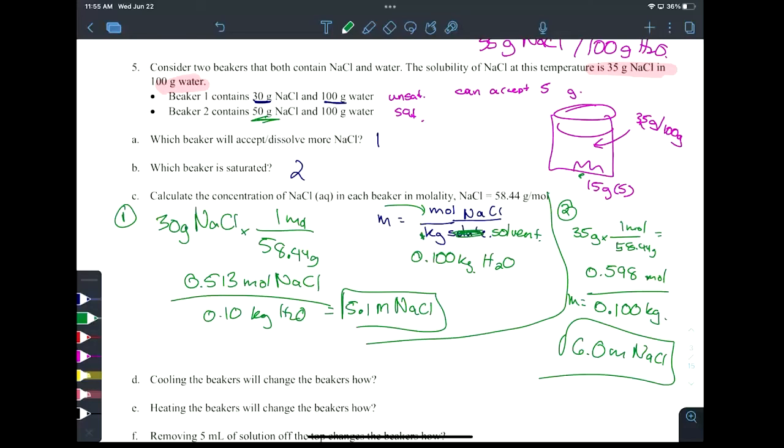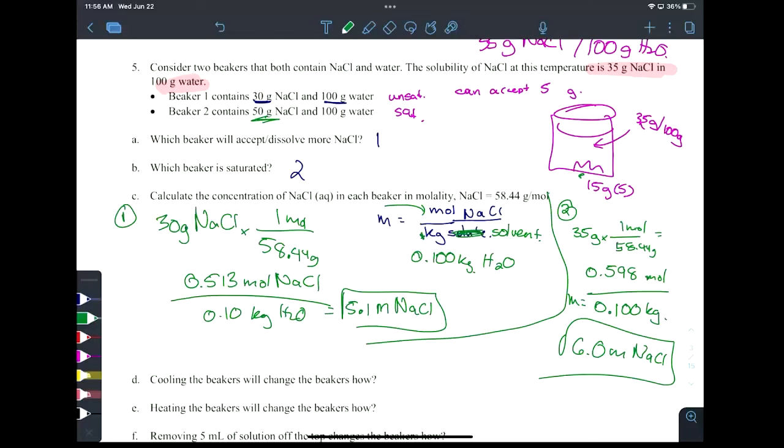That's the maximum, but did it reach there? It's at the beaker 1? Yes, beaker 2 exceeded it. So once it gets to 35, all that extra solid you put in just sinks to the bottom. It's not going to go in. Yeah, you've already filled your bucket, I guess, is a way to think of it.